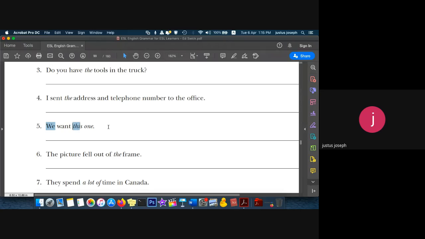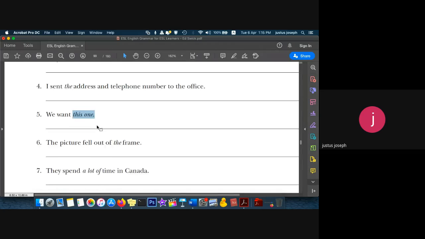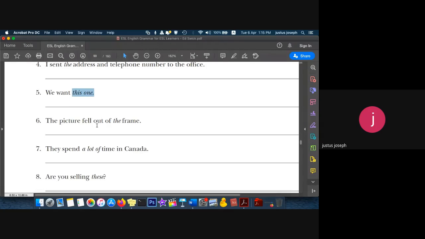We want ours. Somebody said we want this one. Then you said no, no, no, no, no. We want ours. That's a dialogue. Okay. In speaking, that's going to take more importance, not in writing. So moving on to the next.